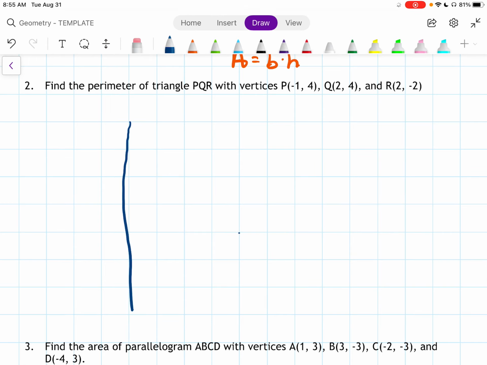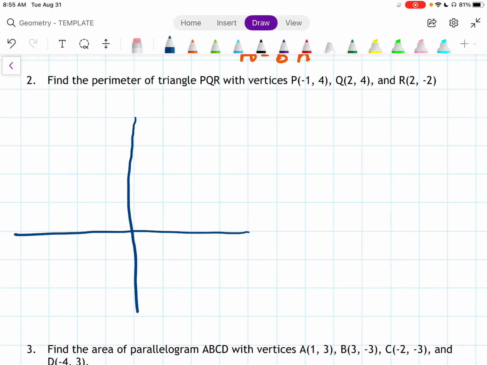Sometimes these are a lot easier if you go ahead and graph them, so that's what I'm going to do. P is at -1, 4. Q is at 2, 4. And then R is at 2, -2. So we're finding the perimeter of this triangle.